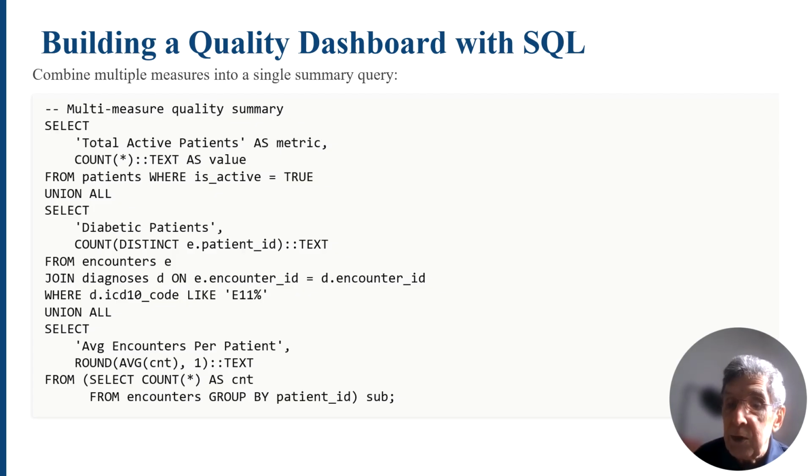So this type of summary query is commonly used as the data source behind executive dashboards. Each row becomes a tile or card on the dashboard showing a key performance indicator. In a real quality program, you might have 15 or 20 such metrics on a single dashboard for your executives' use.